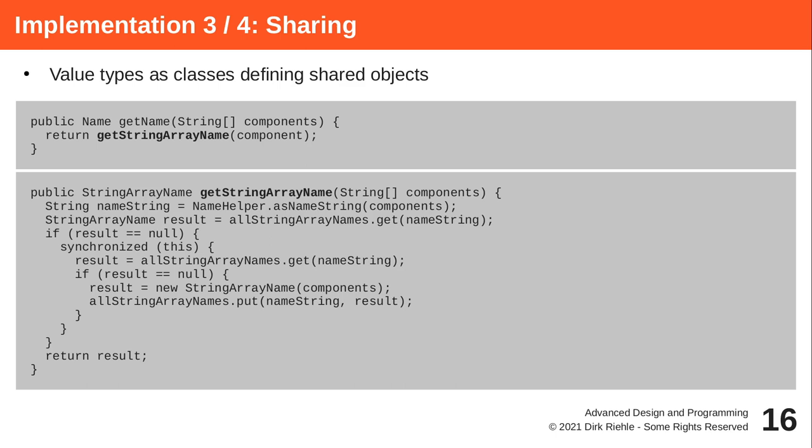So you can define value types as shared, as classes where if you create a new object, you're not necessarily creating a new one, but possibly reusing existing ones. So the idea is, as you ask for a new value object, if it's not there yet, you create it for the first time. And then if someone comes for the second time asking for that value object, you're not creating a second copy of the equal object, but rather you're just looking up the old one and returning that. And this way you're sharing objects, and there's only one value object representing the particular value.